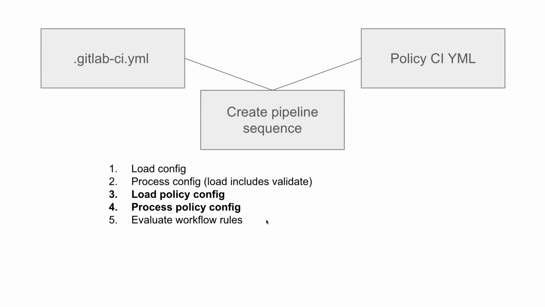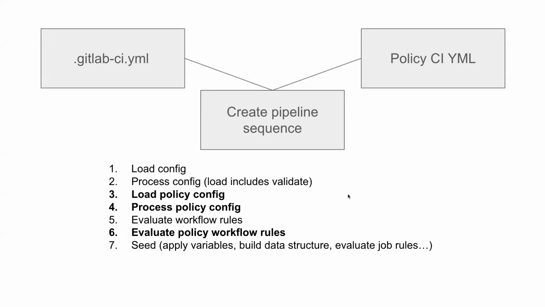Then we will evaluate the workflow rules for the project config. Then we can evaluate the workflow rules for the policy config separately. So then we have two sets of workflow rules, and we can decide if we want to have the policy take precedence, or if we only want to run the policy jobs or only the project jobs. And we're a bit more flexible here.